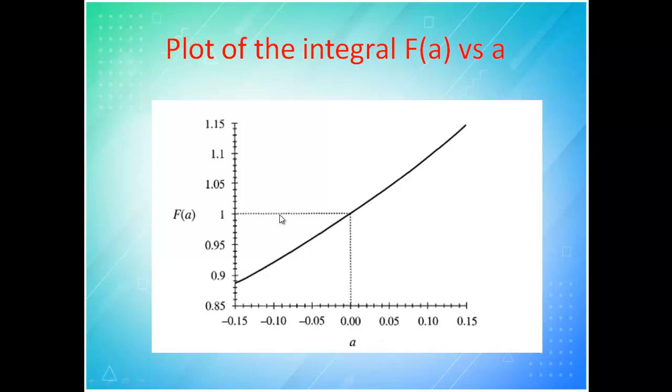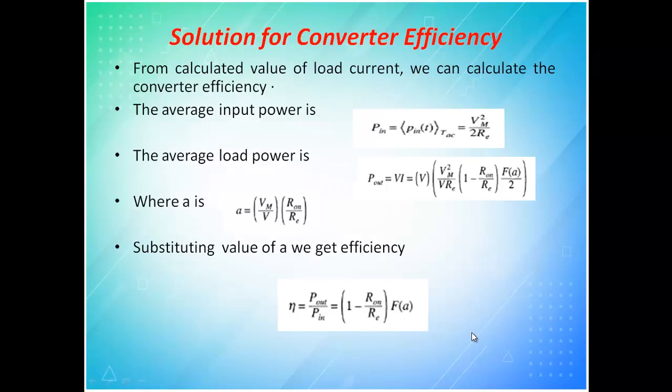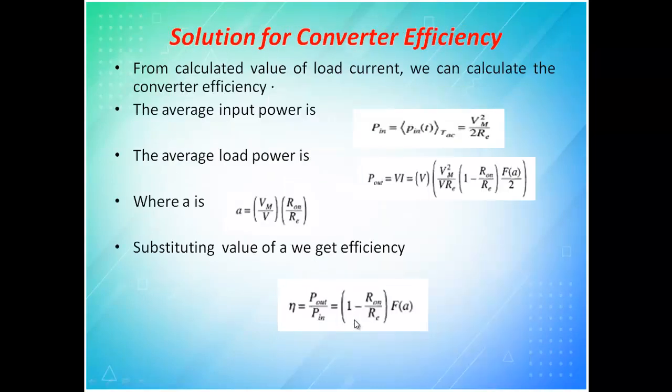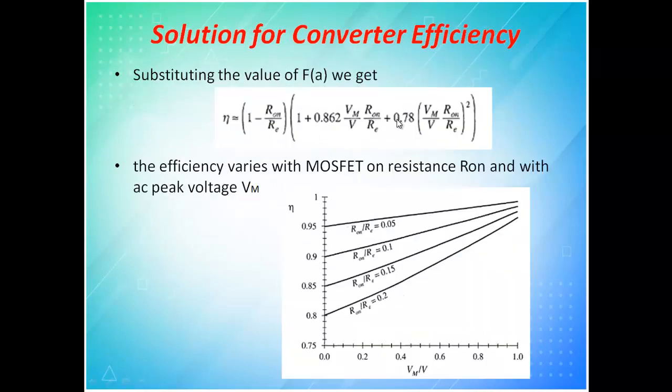So f(A) is sometimes a value of... okay, so from that we will get the solution for converter efficiency. When you want efficiency, you should know what is input power and what is output power. From input power and output power I can calculate my efficiency. In this efficiency equation you see the term f(A), so substitute that f(A) term here.